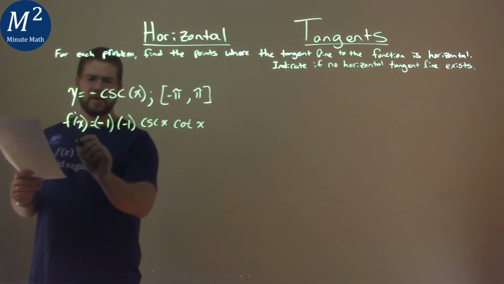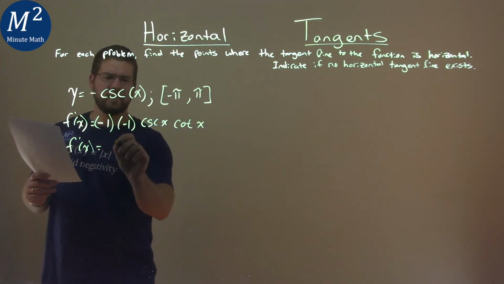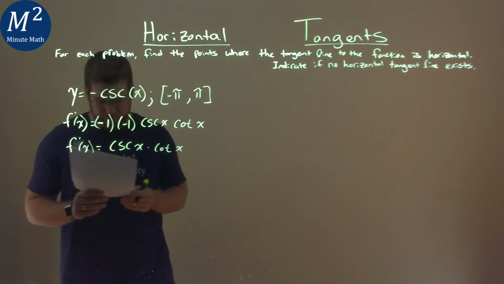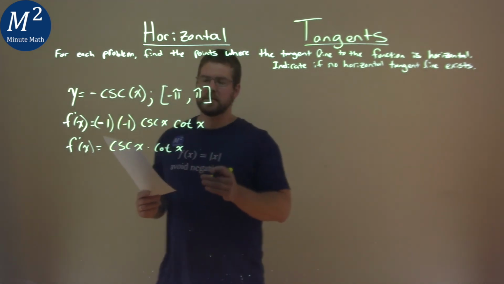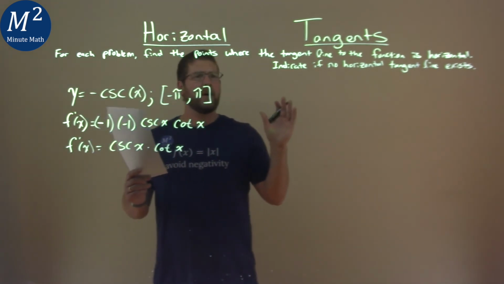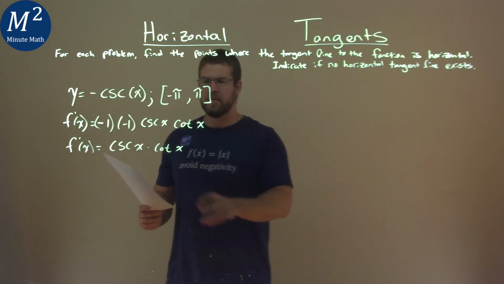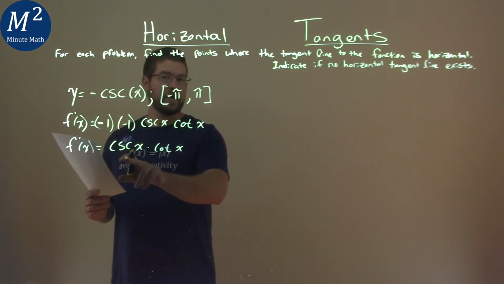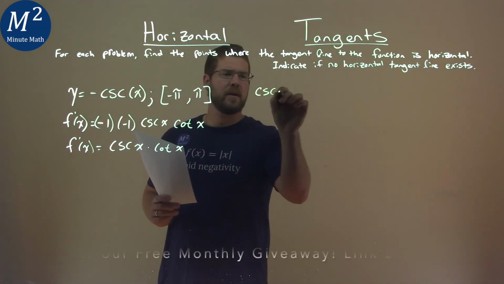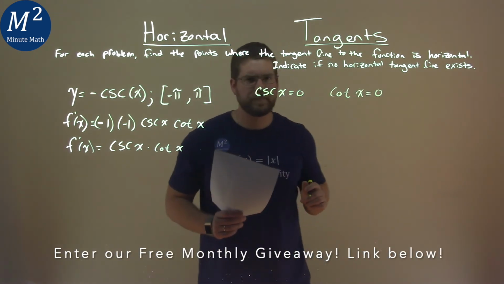Now we can simplify this a little bit more. For f prime of x, the negative 1s multiply to be positive 1. And so we have cosecant of x and cotangent of x being multiplied. Now this is where it becomes tricky. We can set each one equal to 0, because remember, we want to find where the tangent line of the function is horizontal, where the derivative is equal to 0. Since there's multiplication here, we can see where cosecant of x is equal to 0 and cotangent of x is equal to 0. So let's write that out. Cosecant of x is equal to 0, and cotangent of x is equal to 0.